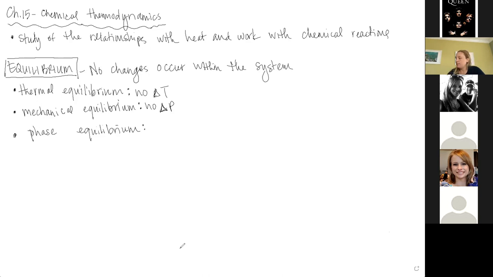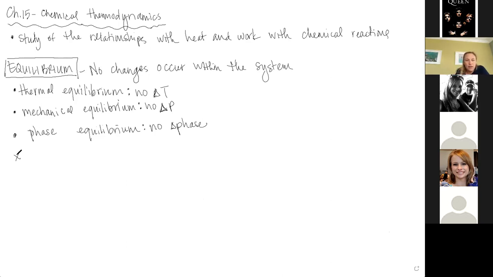Phase equilibrium is when we have no change in phase. So this is relevant to saturated liquid vapors. We have part of it turning into a vapor over time. Maybe it's becoming superheated, maybe it's cooling off. But phase equilibrium is where we have no more of this phase change. We're staying at one specific phase.